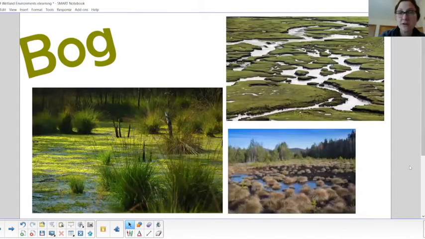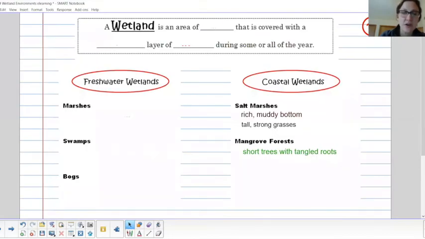So here's a picture of some bogs. You can see here, like all these wetlands, you couldn't really walk on this. It'd be really squishy. You'd probably be sinking in the ground in most of these types of wetlands we're studying. Again, these are all freshwater wetlands. So now we're going to look at two other types of wetlands.